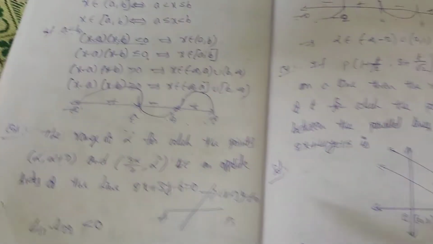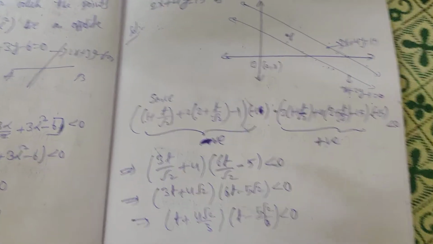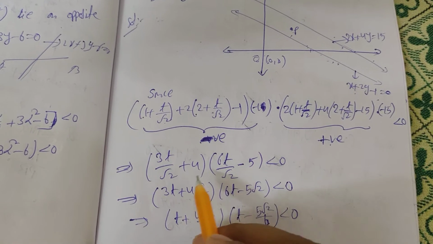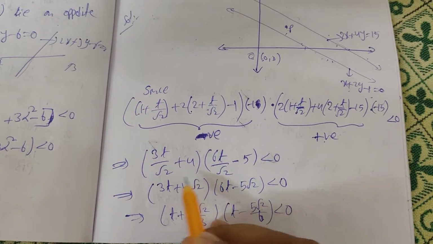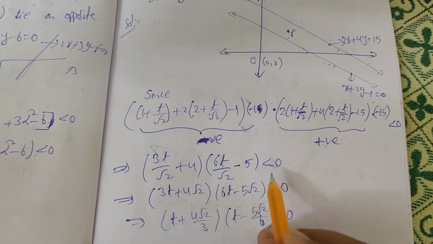If you want to use the wavy curve method, we have to make the coefficient of t always 1. So first simplify: (3t + 4√2)/√2, and (6t - 5√2)/√2. So √2 into √2 is 2, transpose that side.